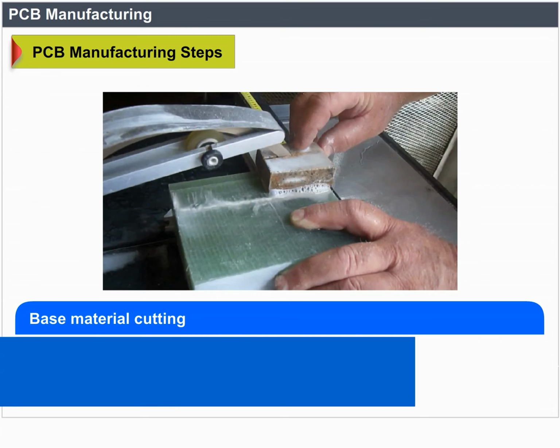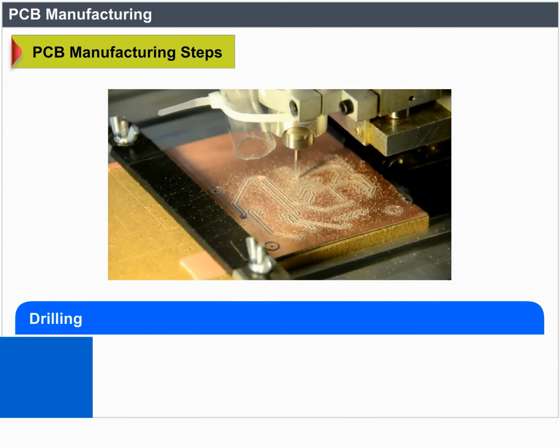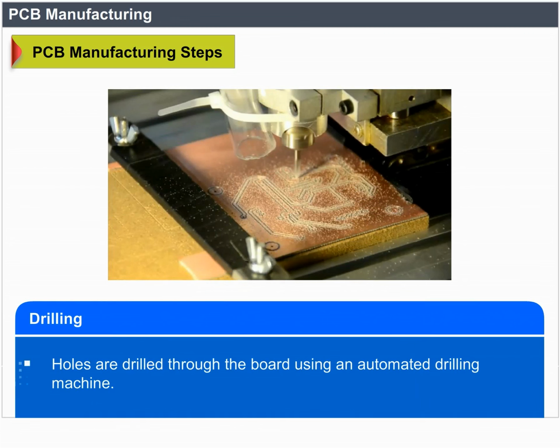Base material cutting. Base material, which is selected based on application, may be epoxy resin FR4 or duroid of required dielectric constant, and is cut into the required size. Drilling. Holes are drilled through the board using an automated drilling machine.